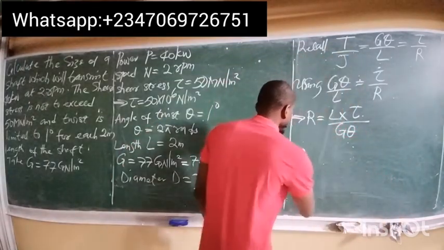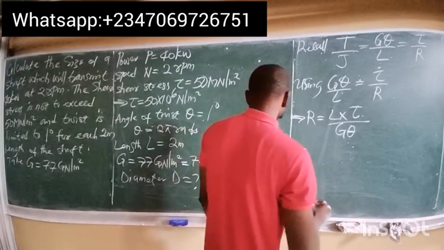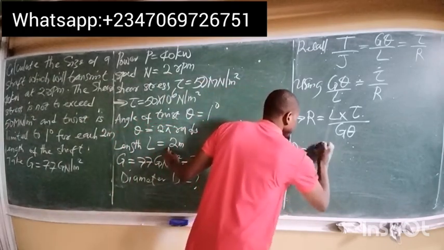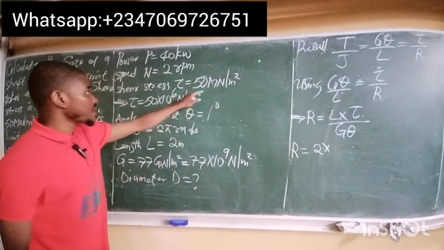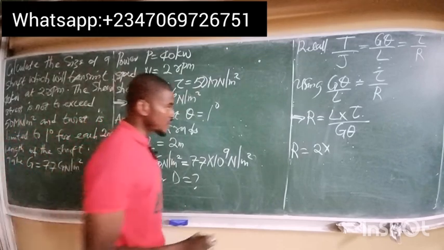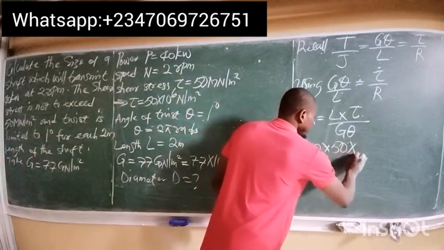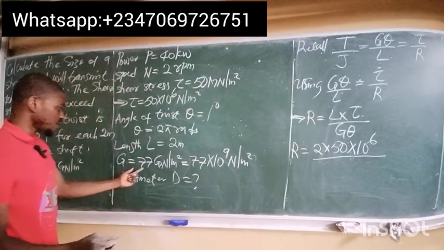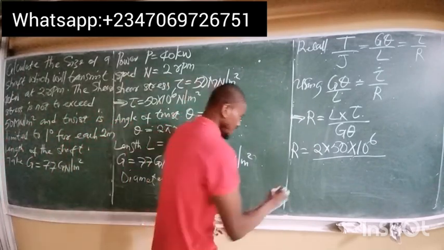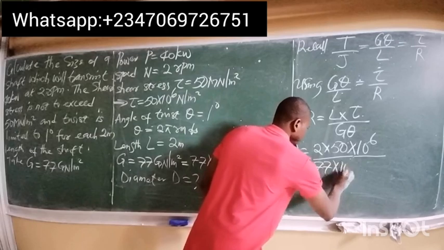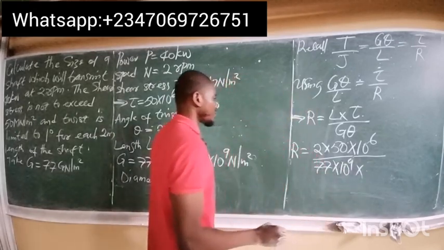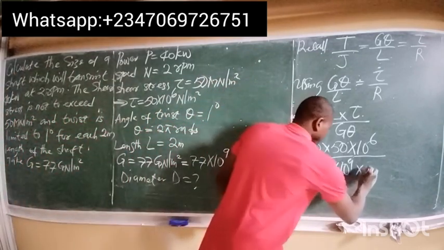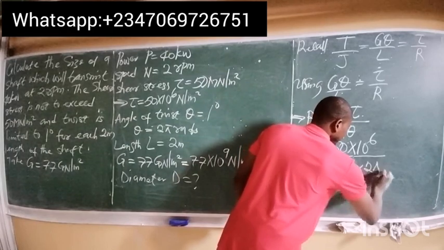Okay, so r is now equal to, length was given as 2 meters. From the question, we have the length to be 2 meters, simply 2 multiplied by the shear stress, which was given as 50 meganewtons, which is simply 50 by 10 to the power of 6. So you have 50 by 10 to the power of 6 all over the shear modulus of rigidity G, 77 by 10 to the power of 9, multiplied by the angle of twist theta, which is simply 2 pi in radians. So multiply by 2 pi.